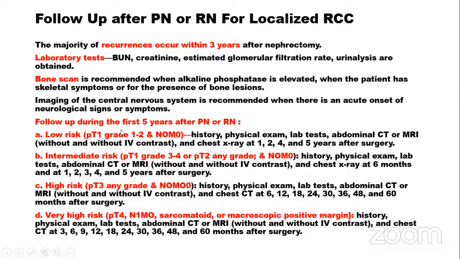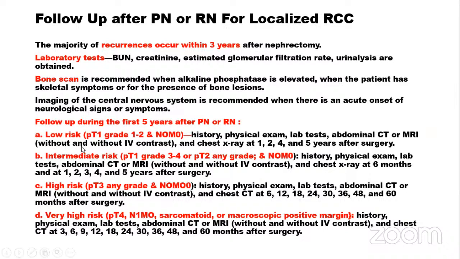So follow-up during the first 5 years after partial or radical nephrectomy is divided into low risk, intermediate risk, high risk, and very high risk. For low risk, we will do history, examination, lab, and abdominal CT or MRI with or without contrast, and chest X-ray at the first, second, fourth, and fifth year after surgery. And then according to the clinical needs.